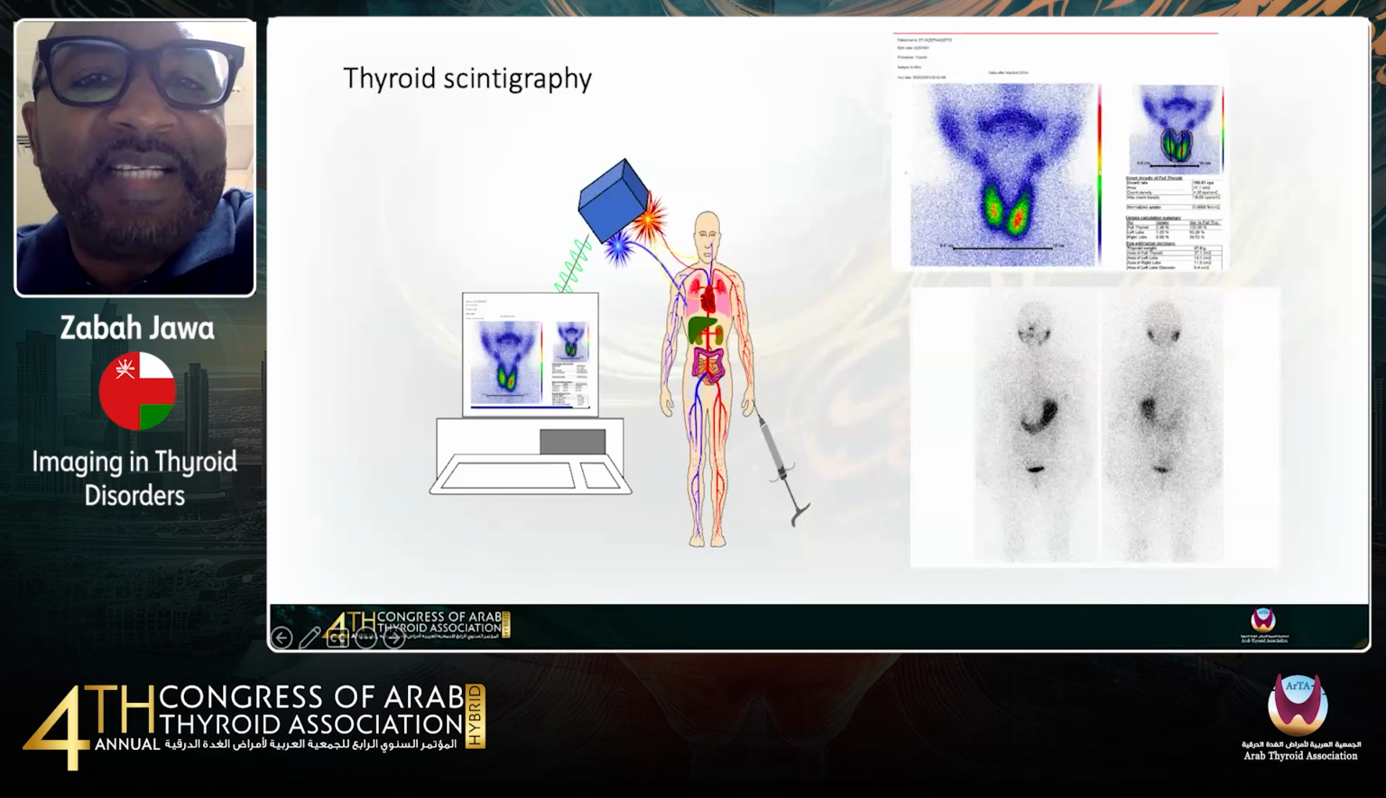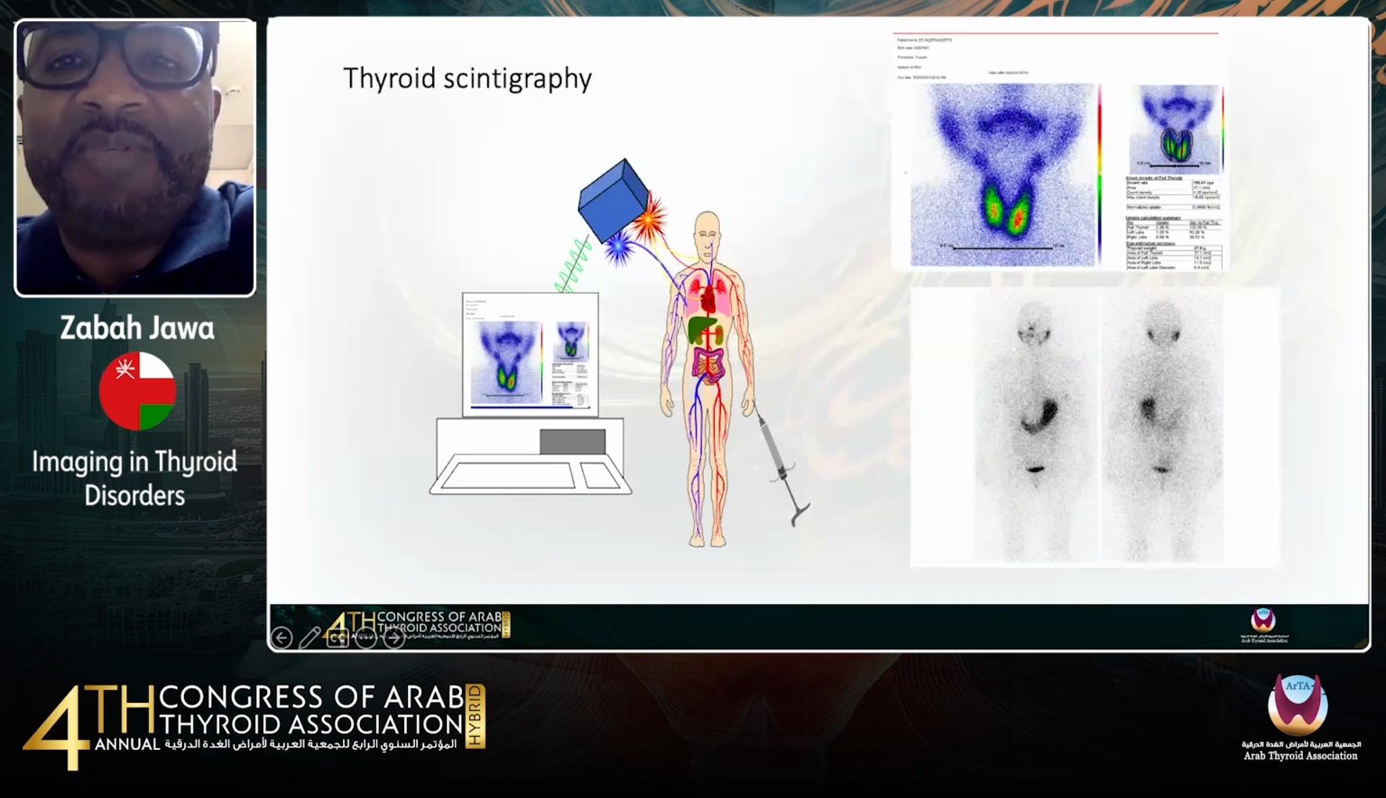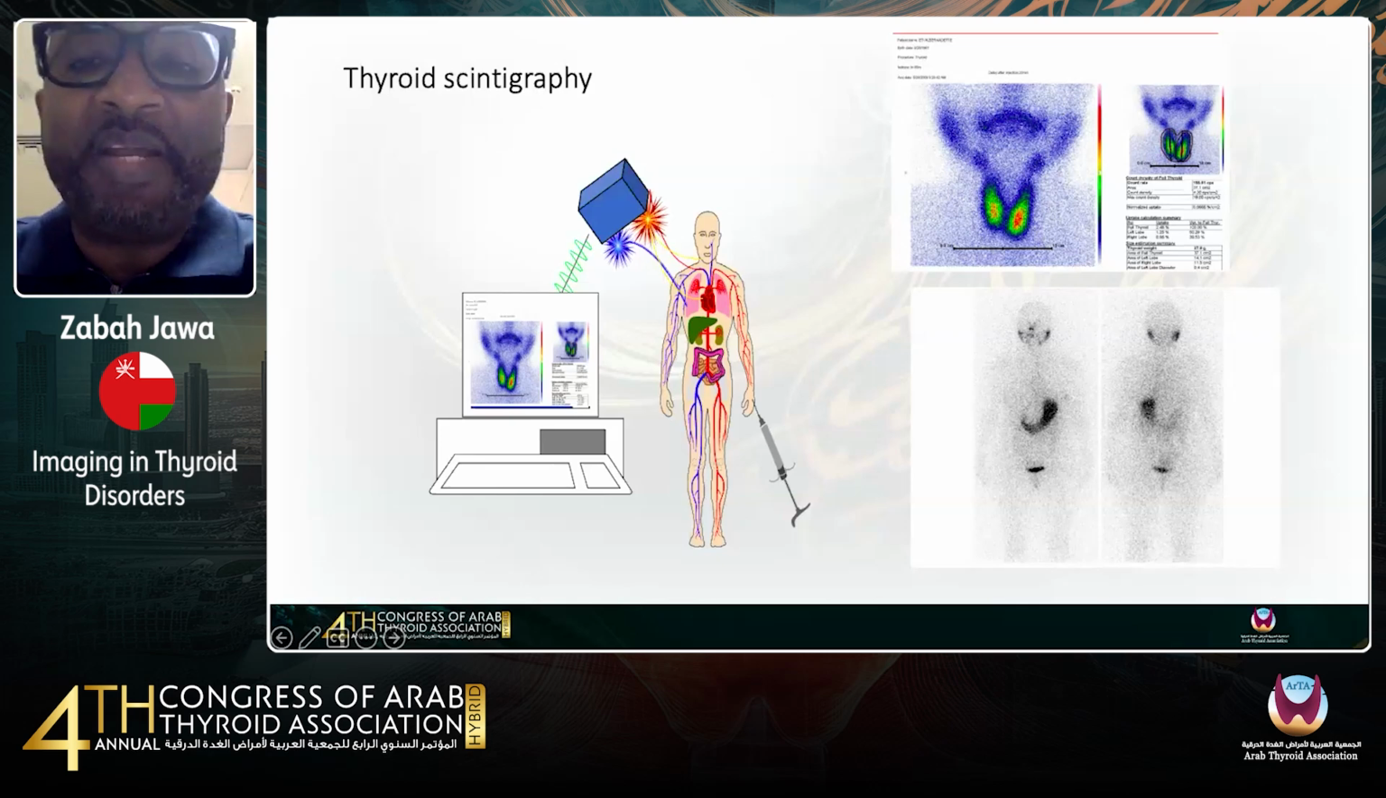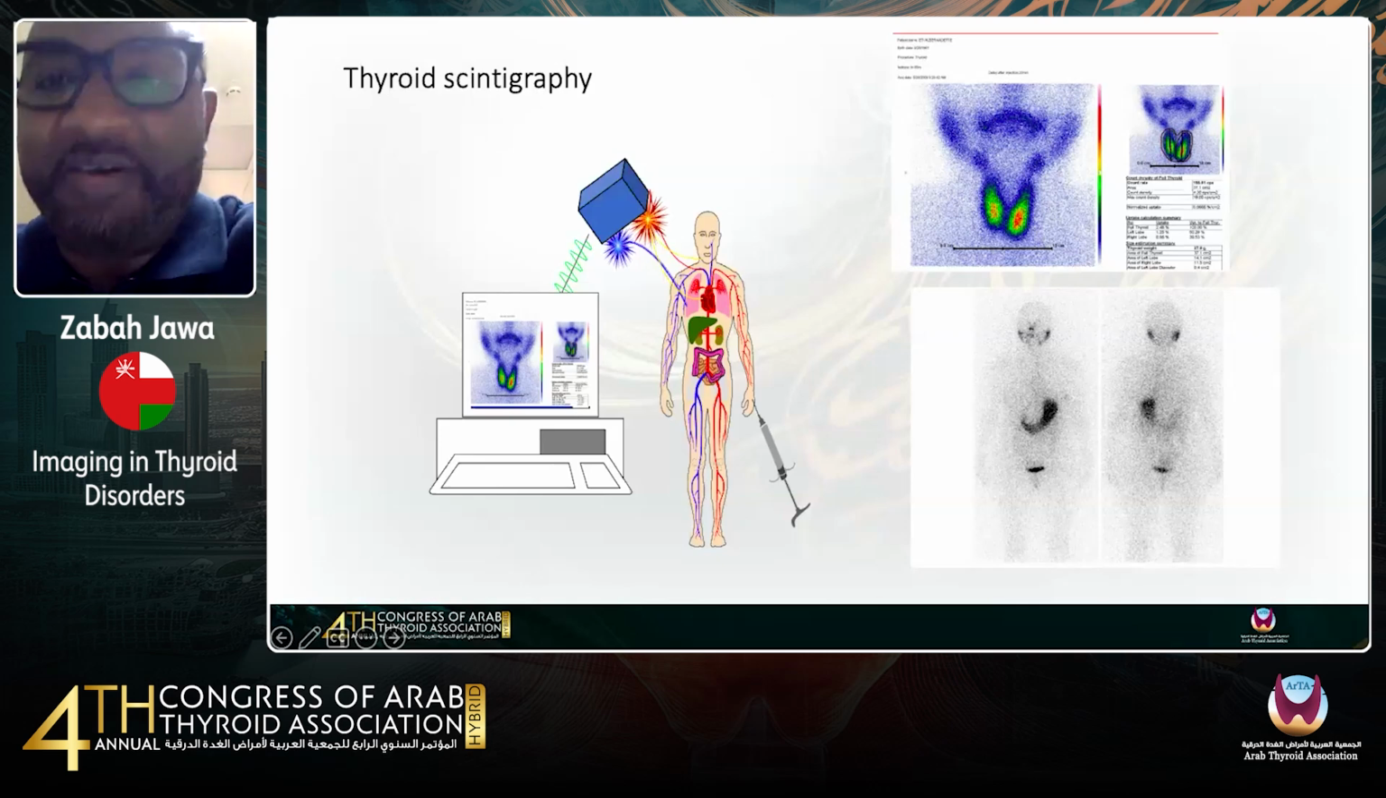So for thyroid scintigraphy, this is the basic technique. The patient is injected with a radiotracer, in this case technetium 99, and this emits radiation which is detected by the camera, and you can see that this portrays the images of the thyroid. So you can see beautifully the thyroid. This is a normal scan showing the two thyroid lobes, the left and the right lobe. The good thing about technetium is that, apart from imaging, you also have the advantage of doing quantification. Quantification means that you can calculate the percentage uptake of the thyroid.